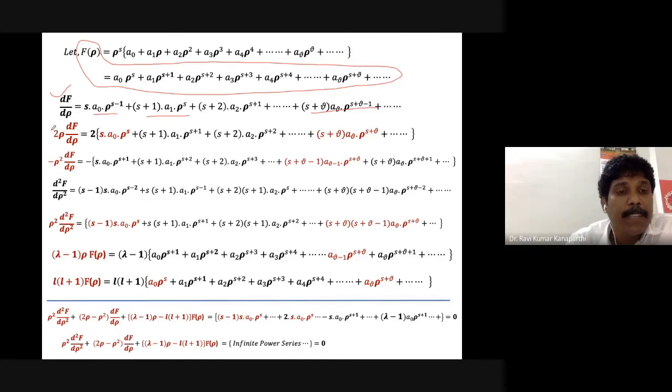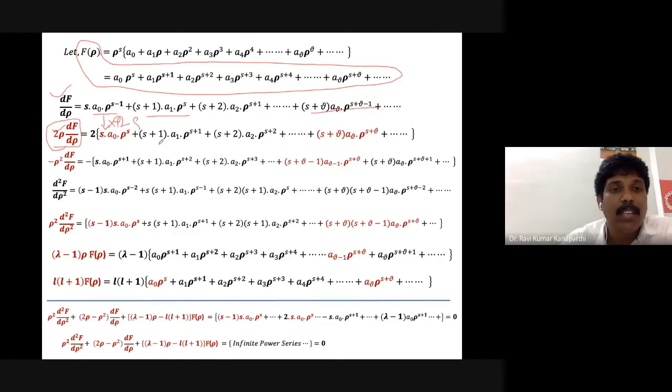But then the 2 rho multiplied by df upon d rho is something that is present in our differential equation. Therefore, I am calculating it. So 2 you can keep outside and then multiply with rho. You have the first derivative, and you multiply it just with rho. Of course not just 2, it is 2 multiplied by rho. That we have to do.